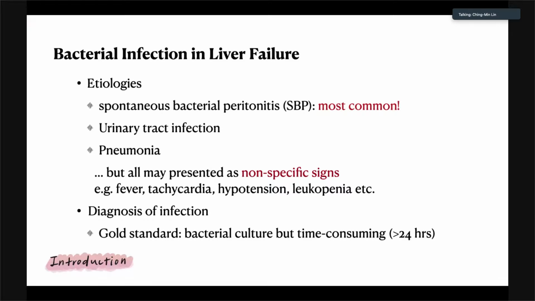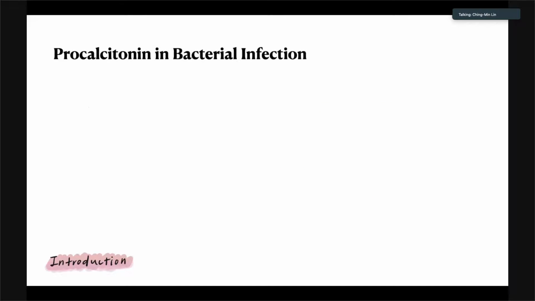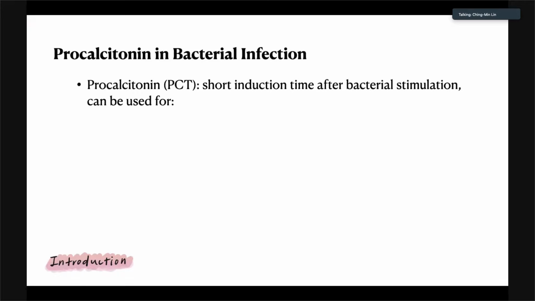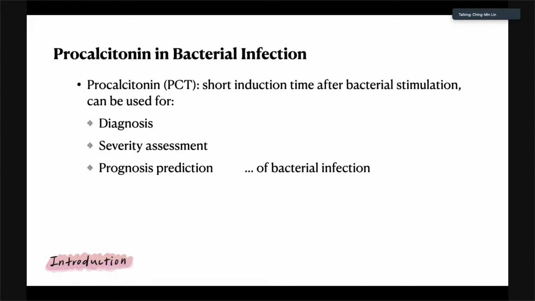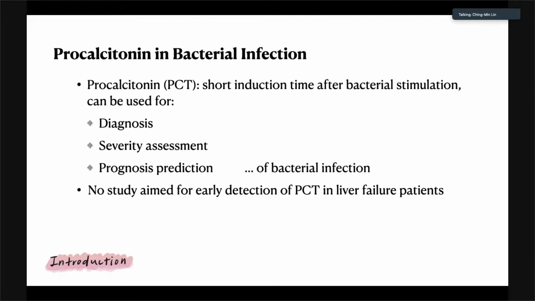So finding a laboratory diagnosis for infection is a vital problem. The author also reviewed some characteristics of procalcitonin. It has a short induction time after bacterial stimulation, and thus it can be used for diagnosis, severity assessment, prognosis, and prediction for bacterial infection. But that's the point: no study has yet aimed at the detection of procalcitonin levels in liver failure patients. So this is what this meta-analysis is about.